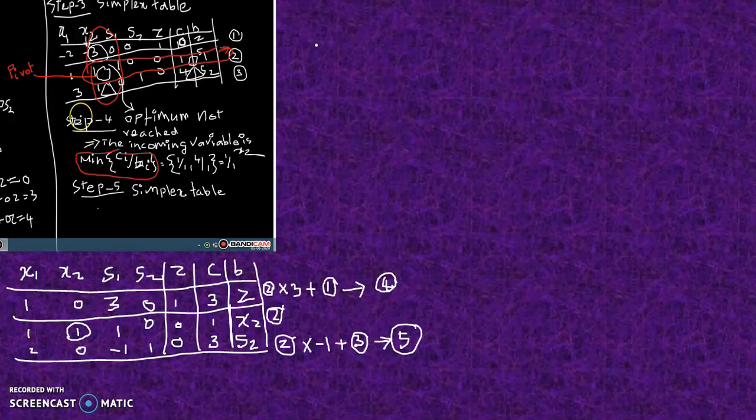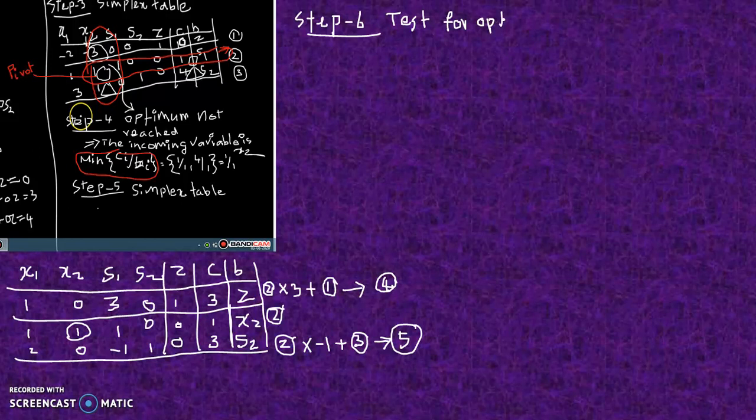Okay, now what is this? The next step is, you go back and see there, the next step is to test for optimality. Step number 6. I told you, test for optimality.